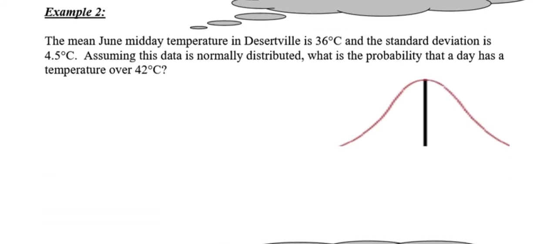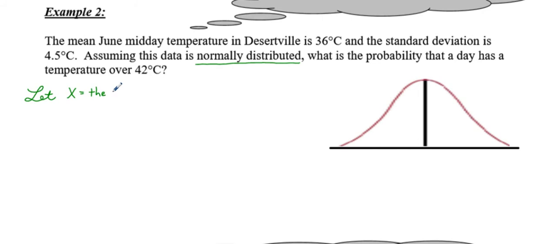So the next example. The mean June midday temperature in Desertville is 36 degrees Celsius, and the standard deviation is 4.5. Assuming this data is normally distributed, so you have to be told it's normally distributed, what is the probability that a day has a temperature over 42 degrees Celsius? Start with let x equal the temperature, and that's in degrees Celsius.